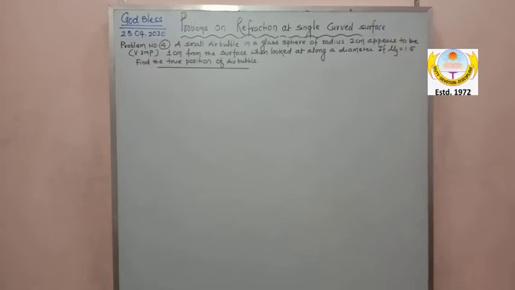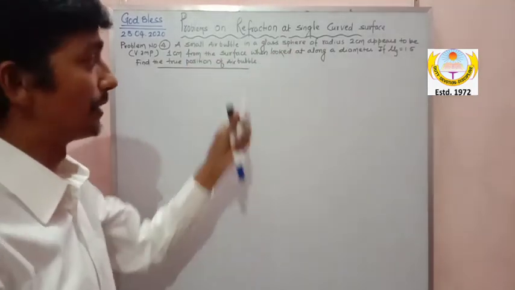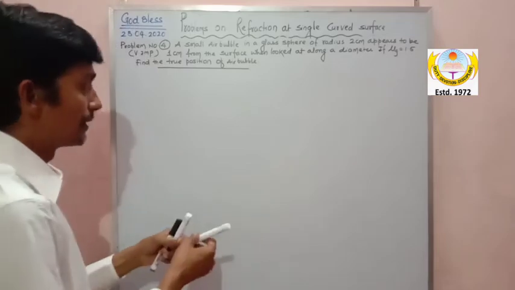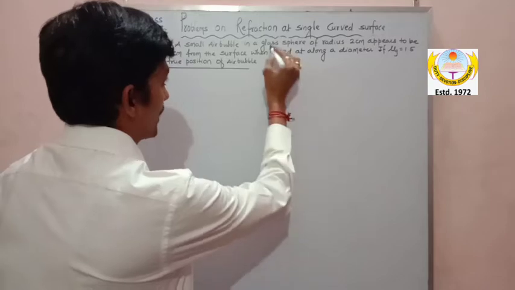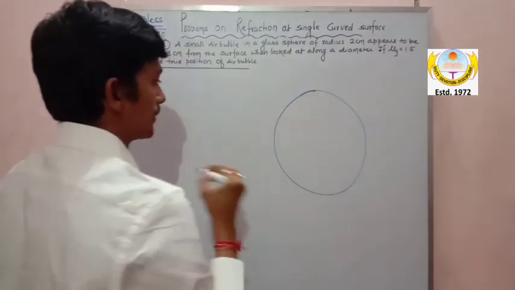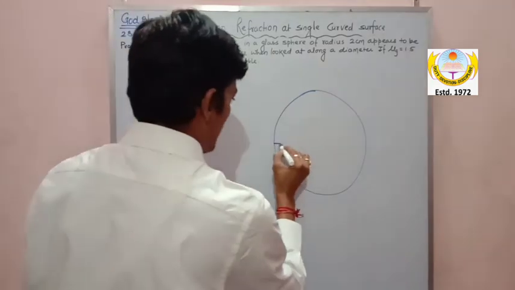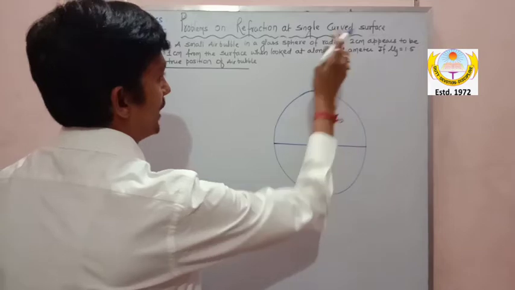My dear, the next question is, there is a small air bubble in a glass sphere. So let us draw the diagram. Say I have taken a small glass sphere, and this is the diameter of the glass sphere. It is given the glass sphere has a radius of 2 centimeters.